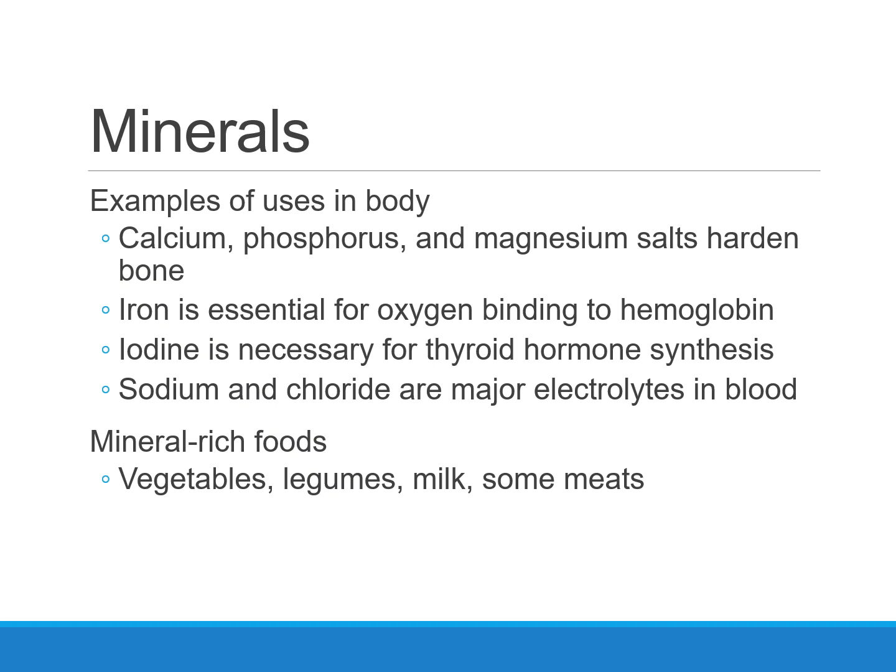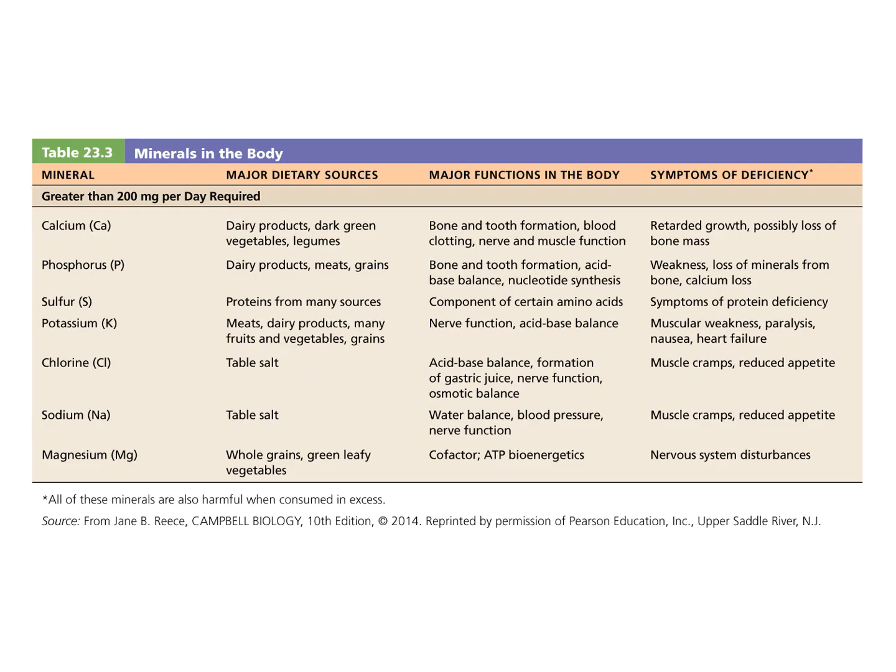Some examples of what the minerals do for your body. Calcium, phosphorus, and magnesium salts are what help to harden your bone. Iron is required to bind oxygen by hemoglobin in our circulatory system. Iodine is necessary to make those thyroid hormones, T3 and T4, that we talked about. Sodium and chloride are major electrolytes, which help keep our electrolyte balance correct in our body. Mineral-rich foods include vegetables, legumes, milk, and some meat.